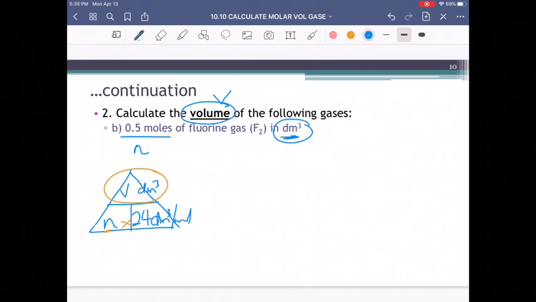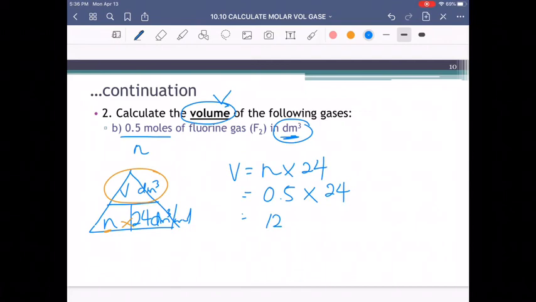So now let's write the formula here. Volume is equal to number of moles times 24. So you have 0.5 mole times 24. You may write the unit or not. When you multiply, you should get 12. Please write the unit when you get the answer, dm³, since you want the answer in dm³. Volume is in dm³.